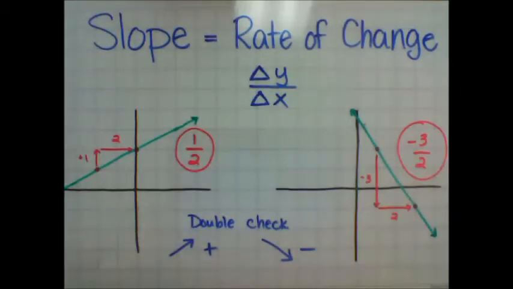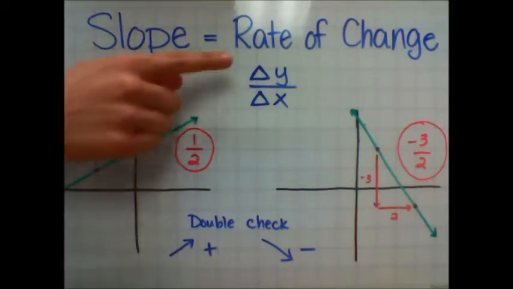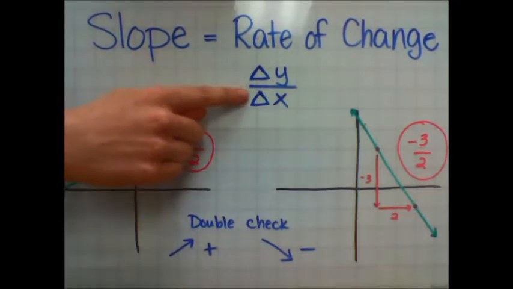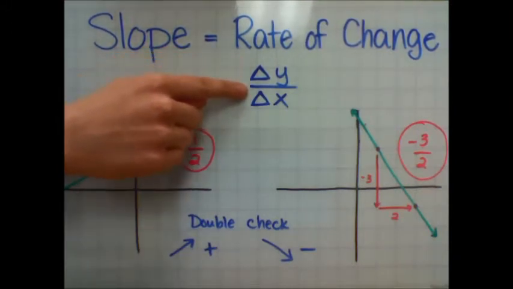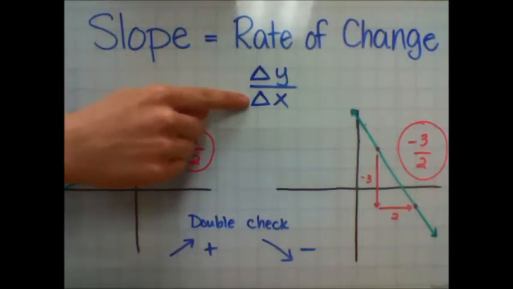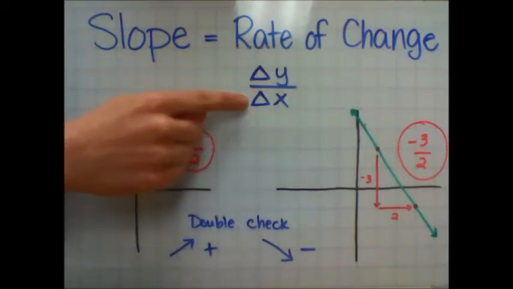Today's video is about slope. Slope is the rate of change, how much the y changes when the x changes. This little triangle means change, and it's the change in y divided by the change in x. Slope should look like a fraction.